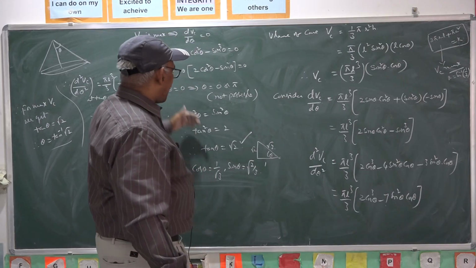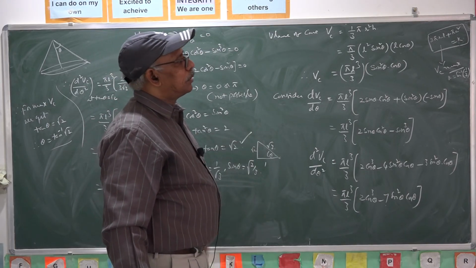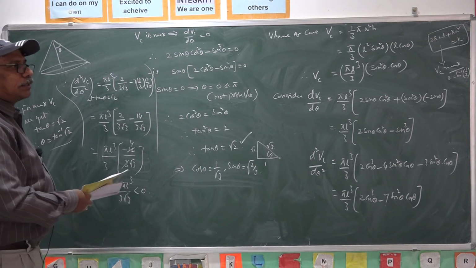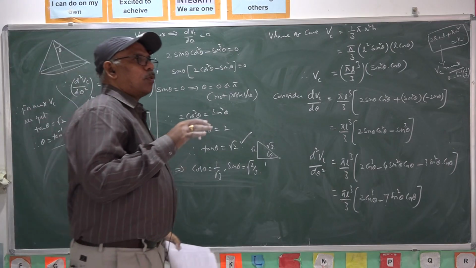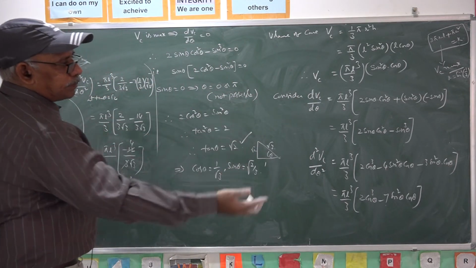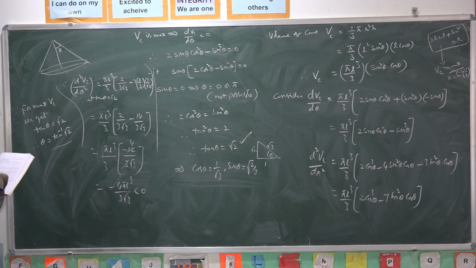So once V is maximum, you are able to find sin theta. Sin theta equal to, you have to show that, 1 by 3. The same procedure, but the total surface area of the cone is given here. That is the one and only difference between this problem and the previous problem. You take it as homework.